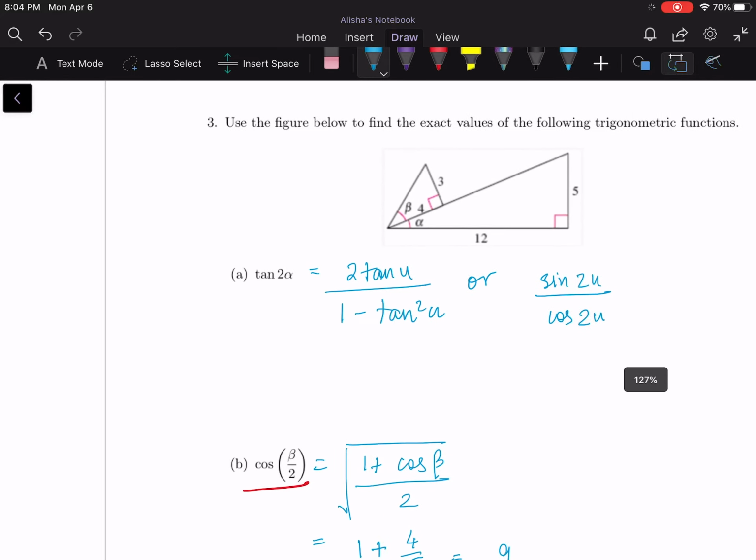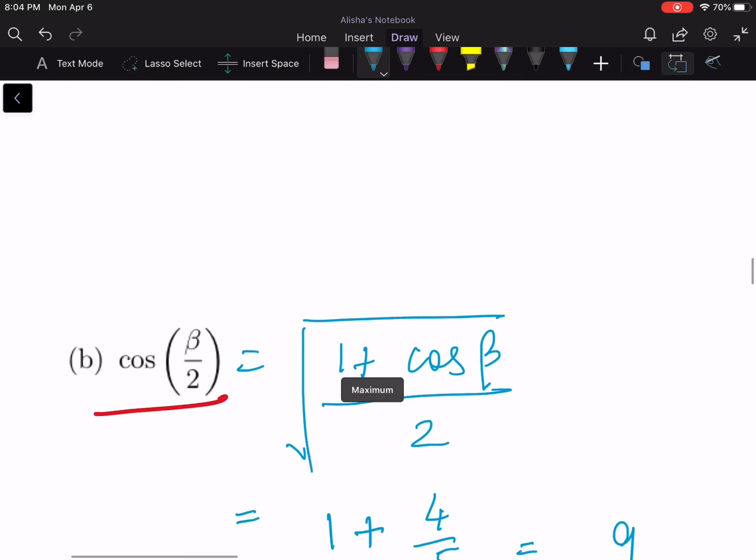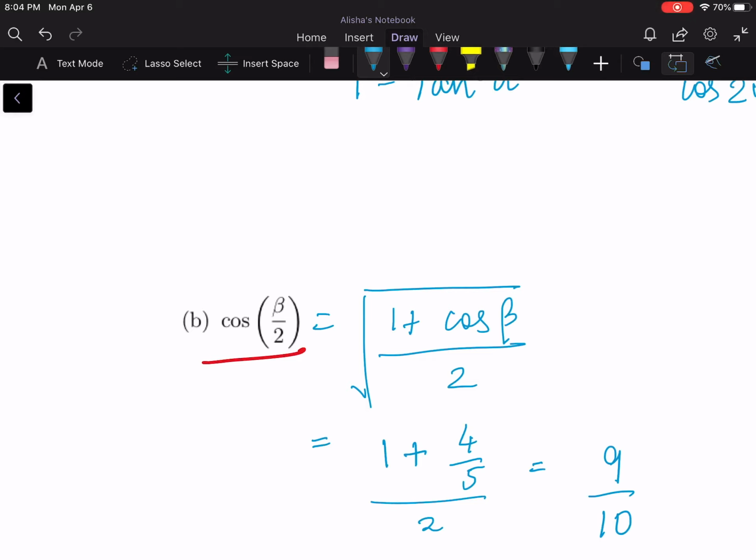But looking at my formula again, because the angle beta over 2 is between 0 and pi over 2, I know that cosine beta over 2 is positive. And so that's why I just need to figure out the positive square root of 1 plus cosine beta over 2. So I don't have to worry about the negative square root.